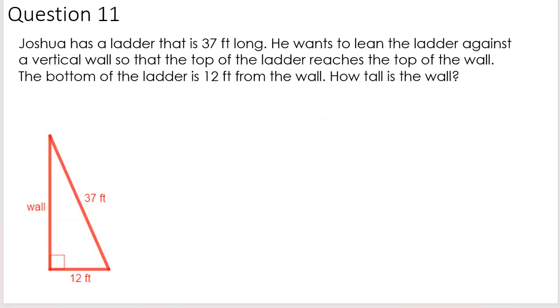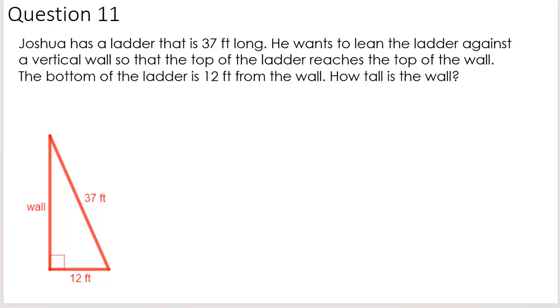Okay, a few more here. Joshua has a ladder that is 37 feet long. He wants to lean the ladder against a vertical wall so that the top of the ladder reaches the top of the wall. The bottom of the ladder is 12 feet from the wall. How tall is the wall? Okay.